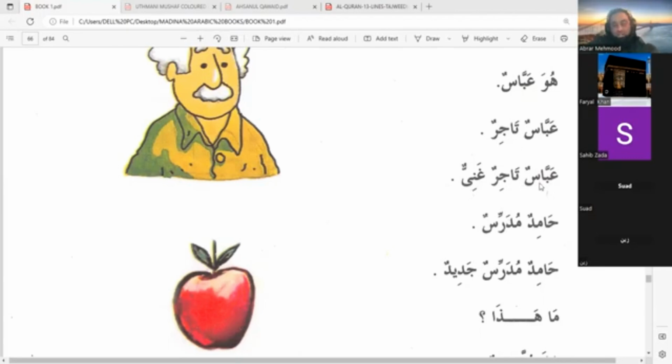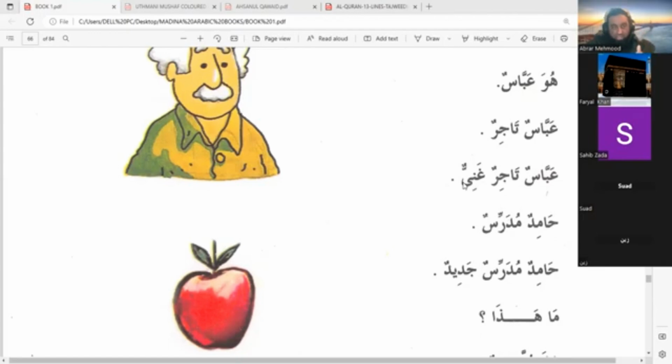So Abbasun Tajirun Ghaniyun. Now Abbas, the main subject, is the noun Abbas. Okay, we've got one adjective and we've got two. So a noun can have more adjectives. It is not restricted to one. Okay, but let's look. We've already looked at Abbasun Tajirun over here on the 4 points. Now I want to look at Abbasun Ghaniyun. So let's look at the first point.